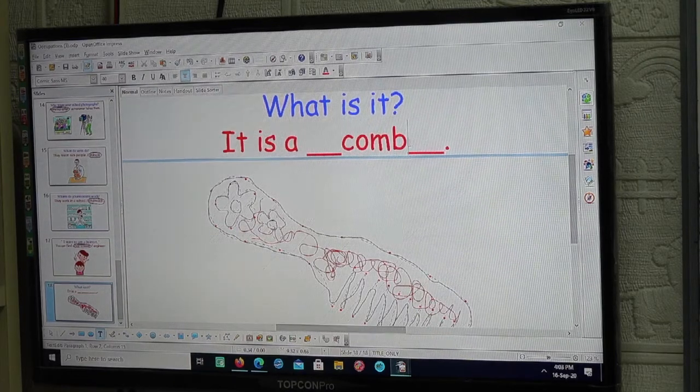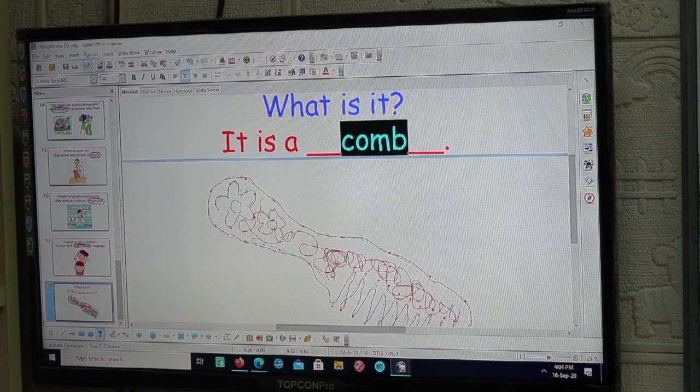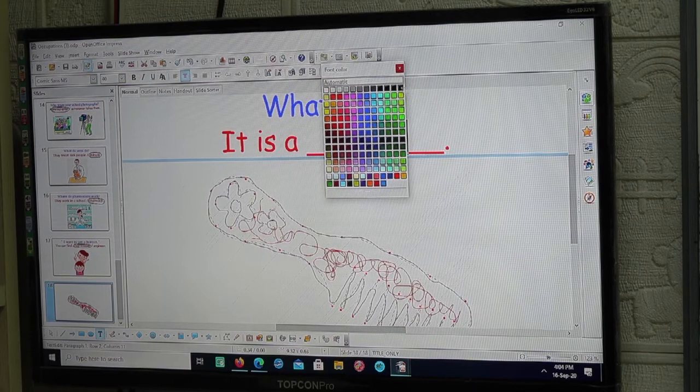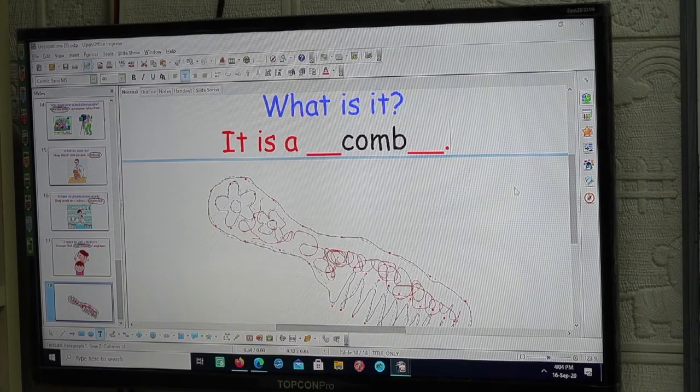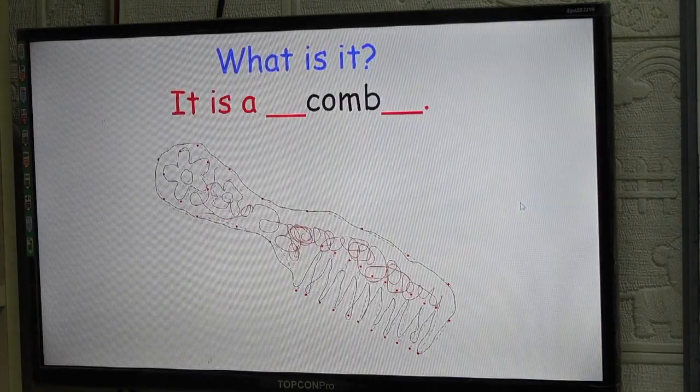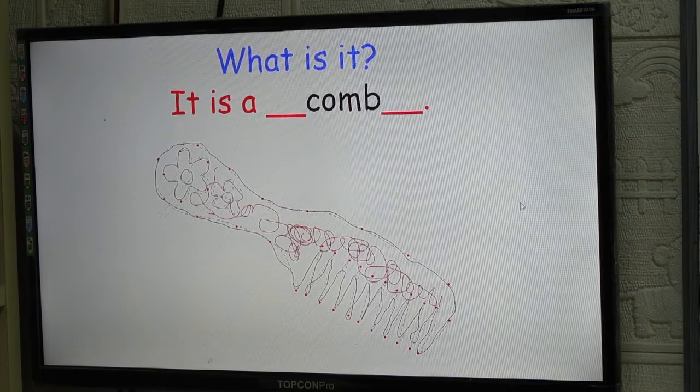Alright, this is how we spell it. What is it? It is a comb. So what color is your comb? Is it red? Is it pink? The reason we use our comb is to brush our hair. Simple as that. Good. You did a very good job.